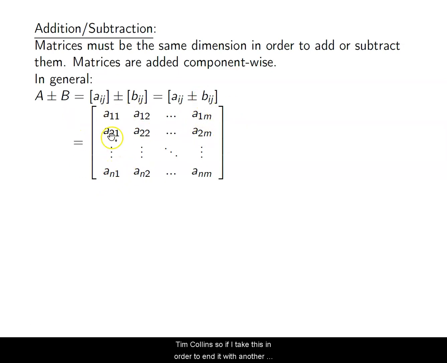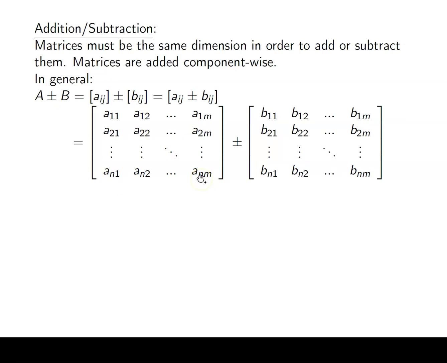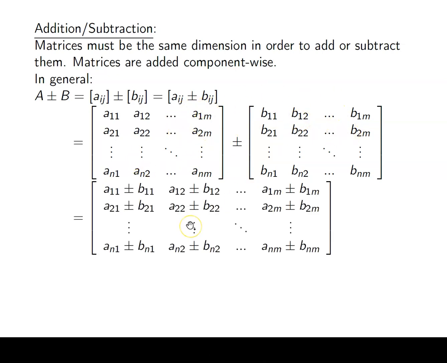So if I take this, in order to add it with another matrix, the matrix B also has to have n rows and m columns, okay? And so when I add these together, I'm literally adding them component-wise. So this entry and this entry add together, this entry and this entry add together, and so forth throughout all of the terms. Okay, so that's what it looks like to add two matrices together. You're taking all of their respective components and you're adding the respective components together piecewise or component-wise.